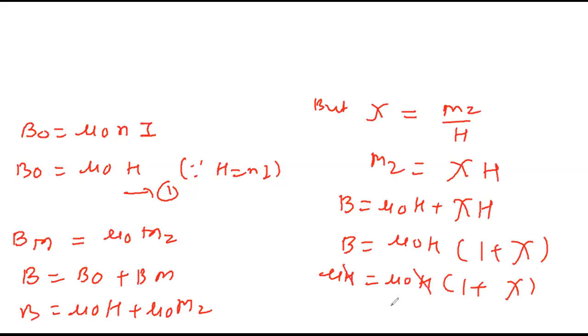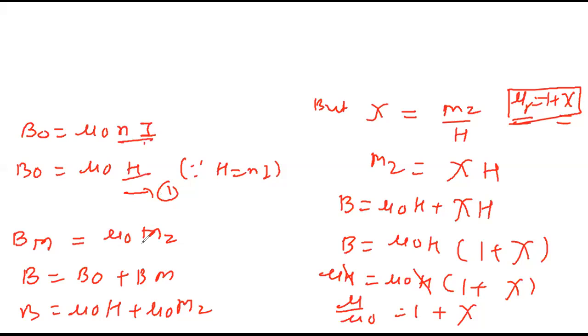Mu upon mu naught equals to 1 plus susceptibility. So mu R is 1 plus susceptibility. This is relation between relative permeability and susceptibility. Clear? Hello? Yes, sir. दो चीज नया है, ये Ni को H लिखा और ये Mz का मतलब susceptibility into H.